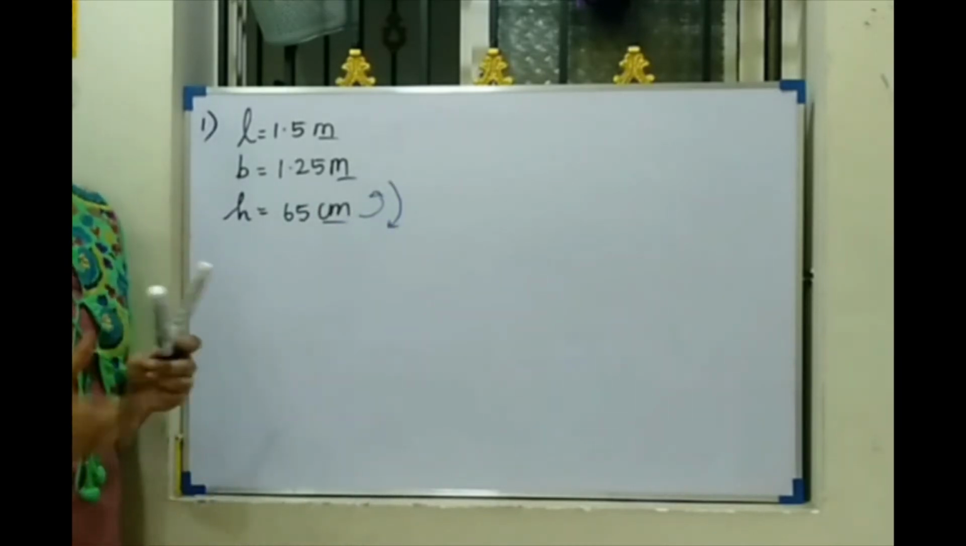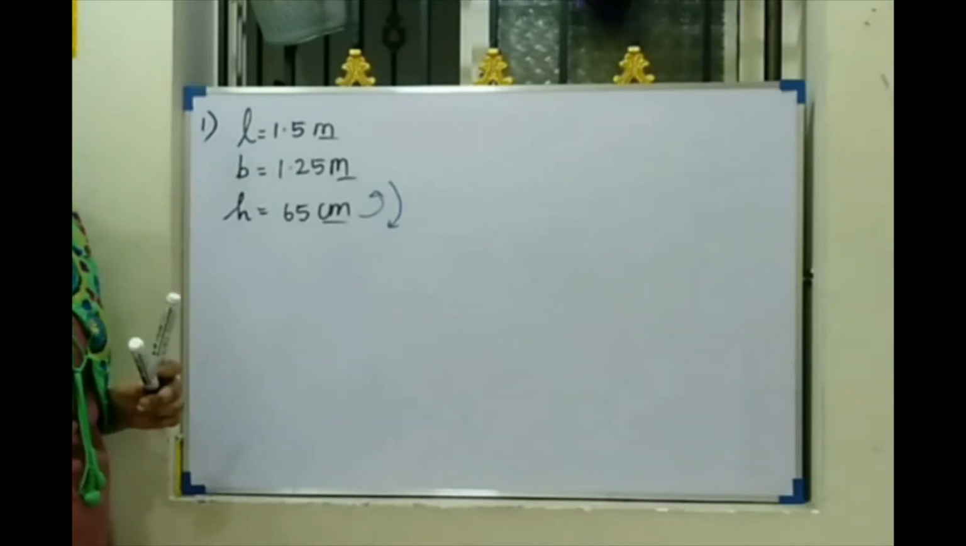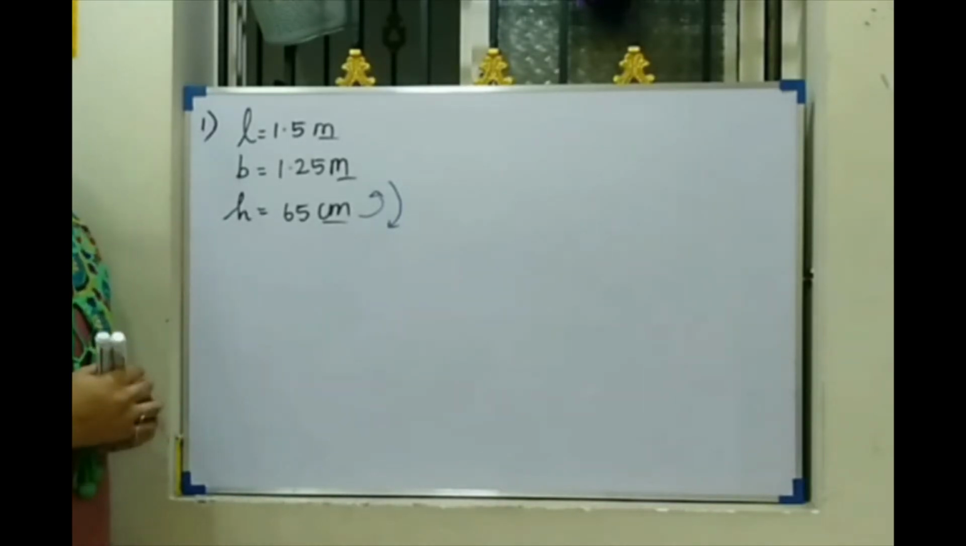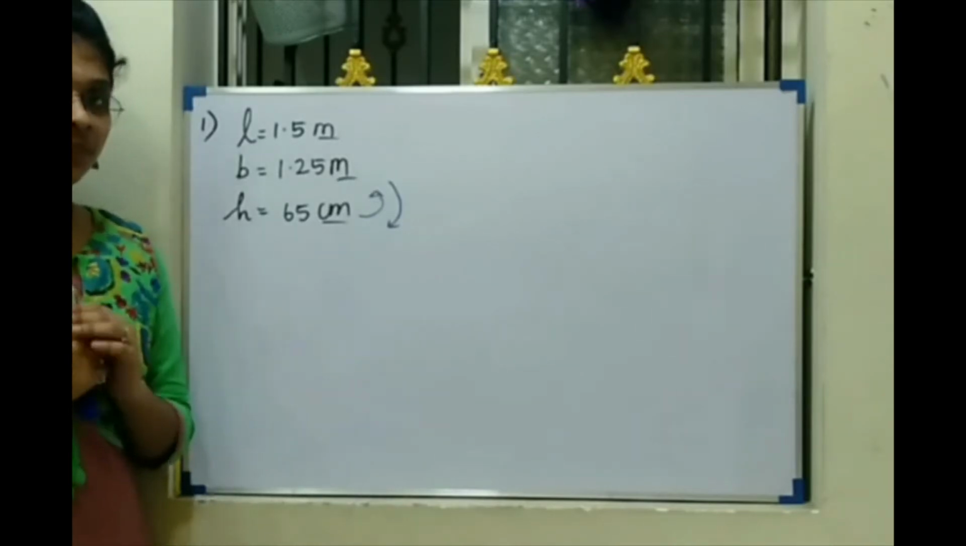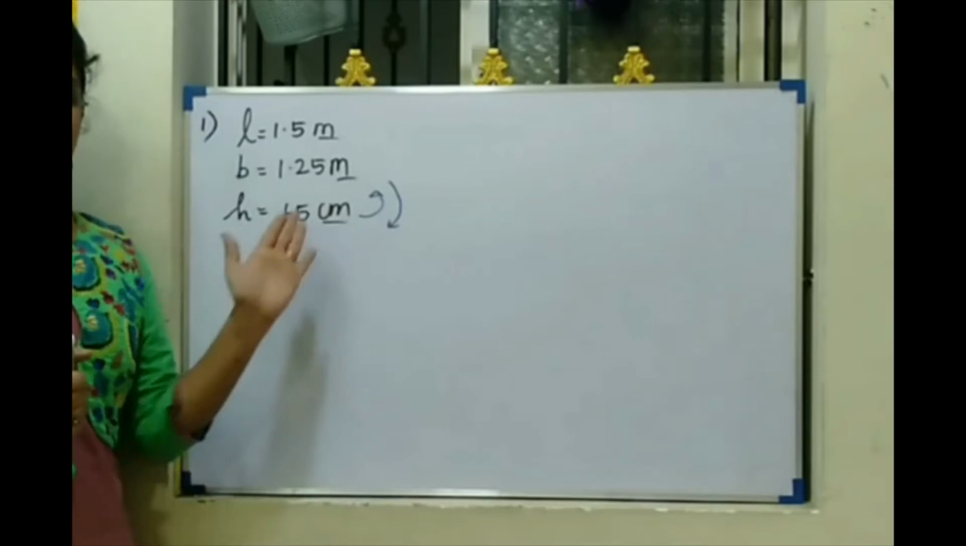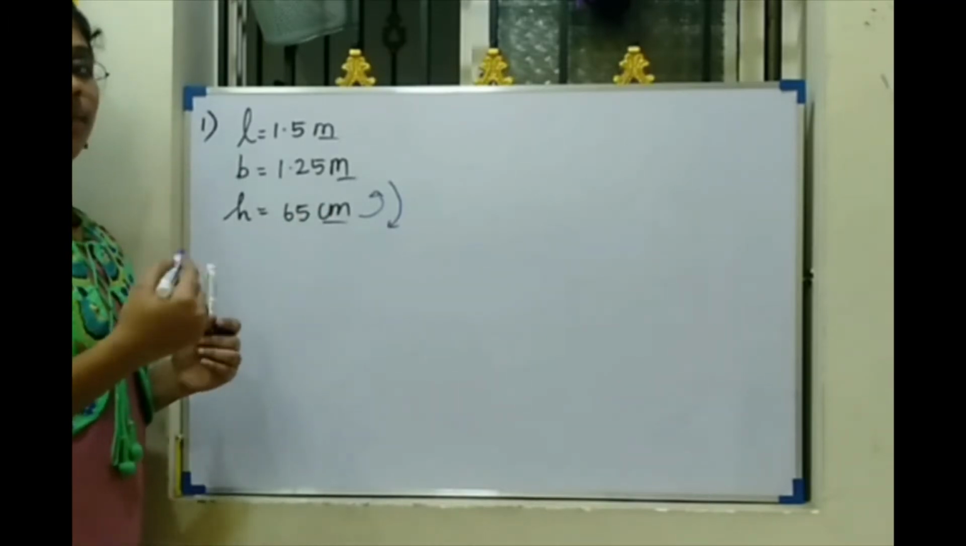But in the second part of the question, see the cost of the sheet they have given, that is 1 meter square costs rupees 20. So we have to find the cost in meter square, right? So we can't have centimeters. Now let's convert centimeter to meter.